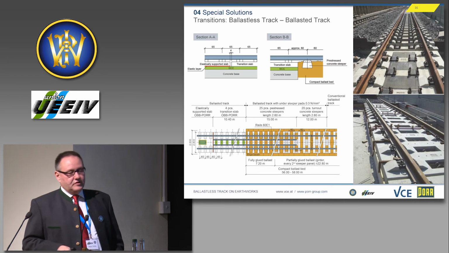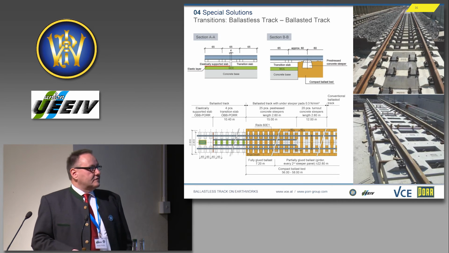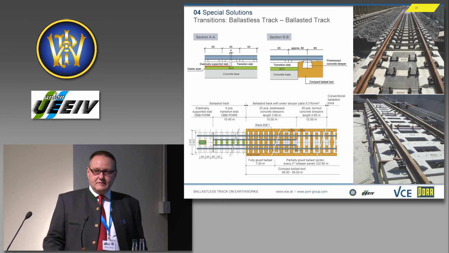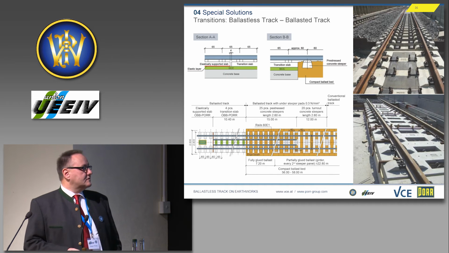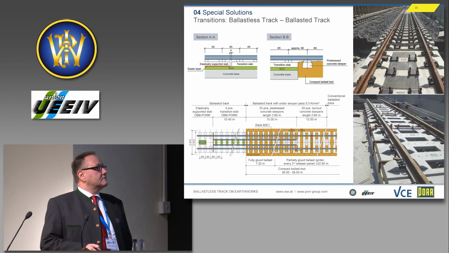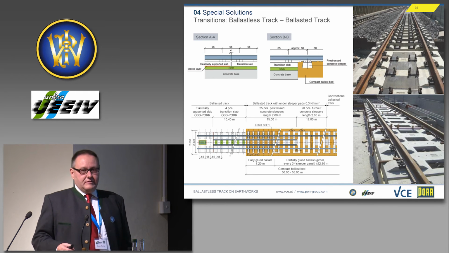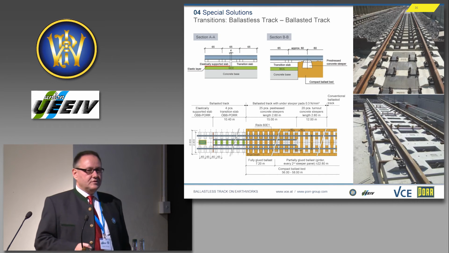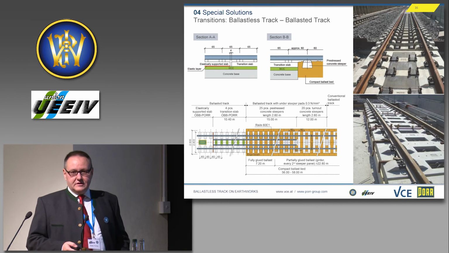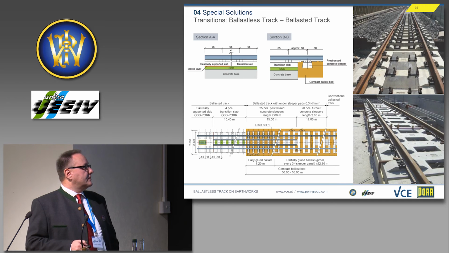The second special issue is the transition between different systems. It may be a transition between different ballastless track systems or a transition between ballastless and ballasted track systems. ÖBB did a lot of investigations on this issue because this was found to be the area where the most maintenance work is necessary on a ballastless track system. It's always in this area, because of the high dynamic impact forces which occur here.